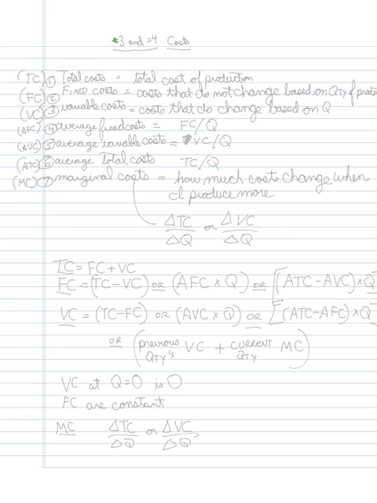So now I want to look at numbers 3 and 4 together. And let's just call it a cost relationship here. So we're going to be looking at several categories of costs.